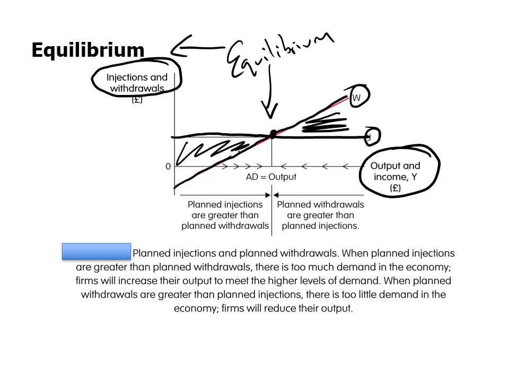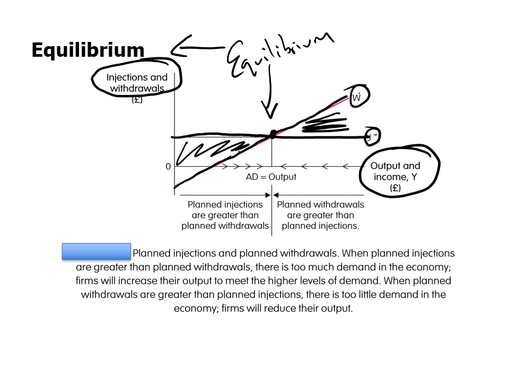Okay, obviously planned withdrawals in this case are greater than planned injections. So what's going to happen? Withdrawals are too high, so demand is too low. People are taking out all the income, all the spending in the economy. So output will fall, income will fall, and withdrawals will have to fall until planned withdrawals equal planned injections. Okay, so this is how we get to where we are in the graph.